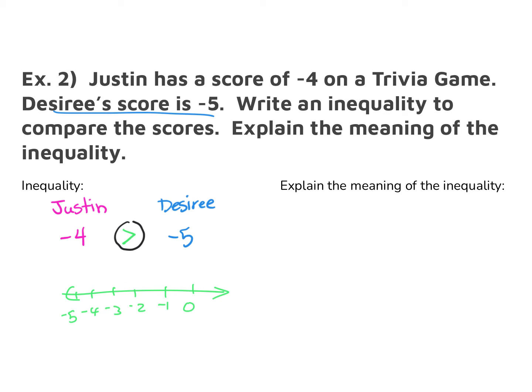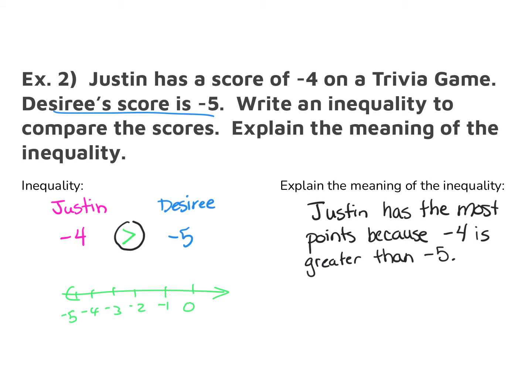Okay, so what is the meaning of the inequality? What does this mean? It means that Justin has more points than Desiree, as long as the more points wins. But maybe it's golf, where it would be the opposite. But in this case, I would say that Justin won because he had the most points. So I wrote, Justin has the most points because -4 is greater than -5.